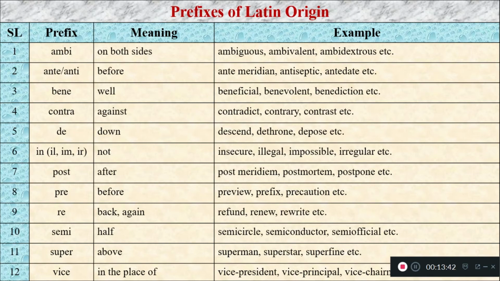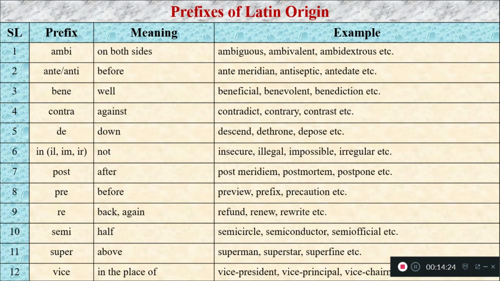Antiseptic means a chemical used to prevent infection, or it is used before the infection happens. Antedate means to put a date on a document that is earlier than the date it is signed. Bene means well. For example, beneficial means helpful, useful or good. Benevolent means kind or helpful. Benediction means a prayer asking God for help.